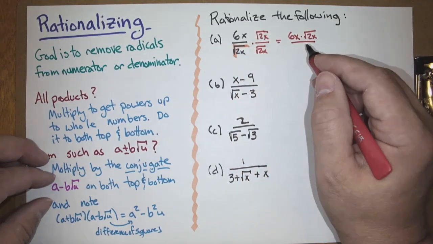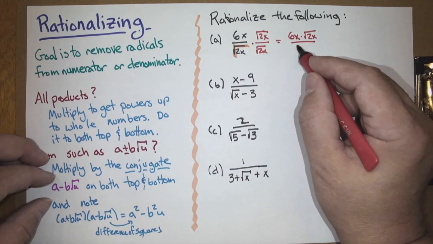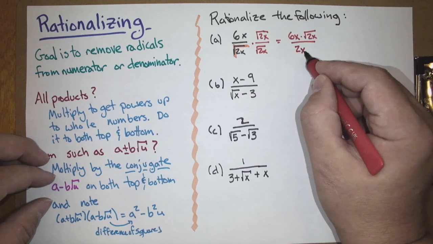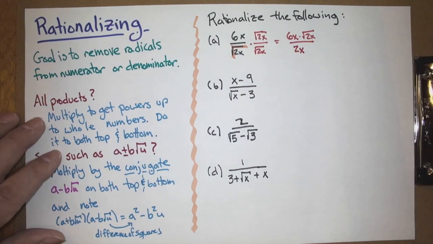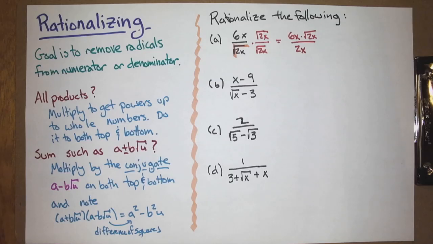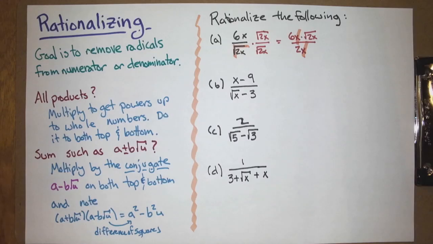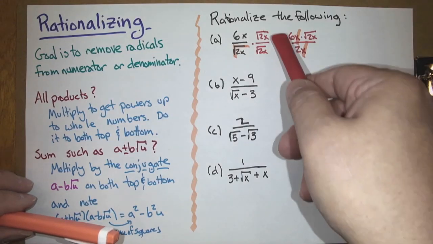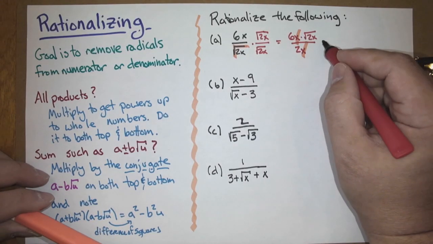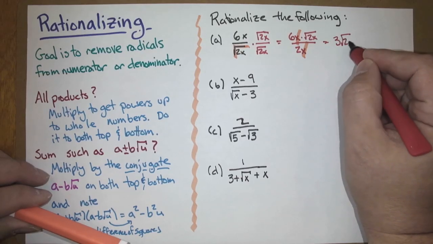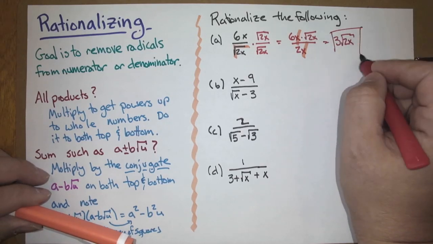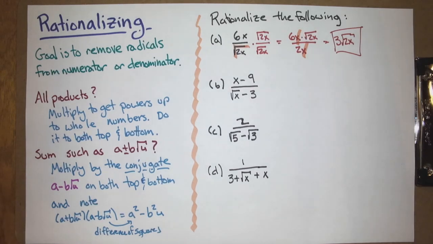Square root of 2x times square root of 2x? 2x, our goal. Now, does anything simplify? In particular, think cancellation. Does anything go away? The x's go away. Can anything else simplify? 6 and 2. Yeah. 6 is divisible by 2. So if we divide the 2 into the 6, that gives us 3 square root of 2x. And that's an answer.